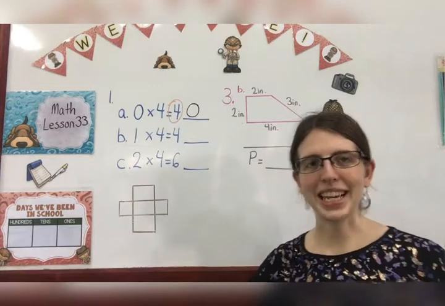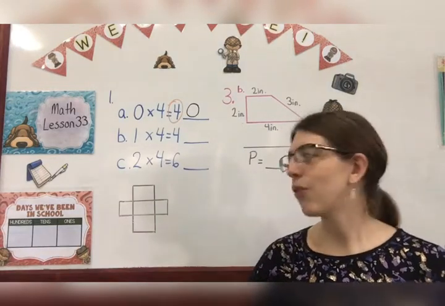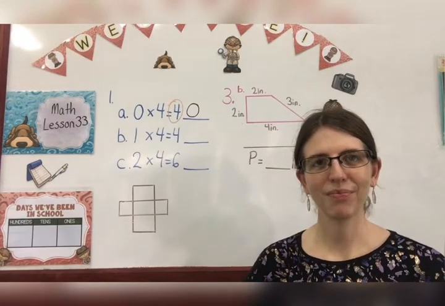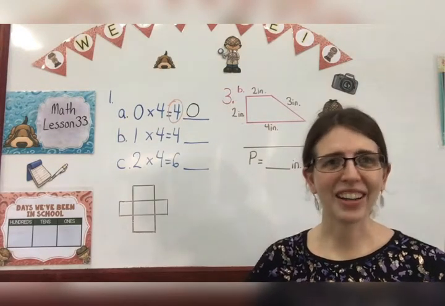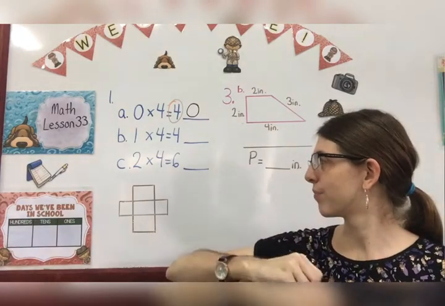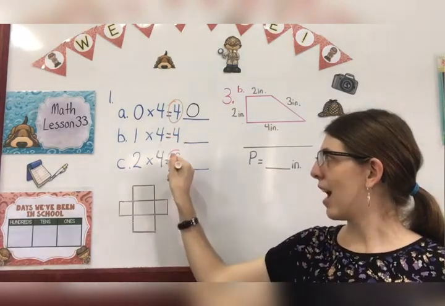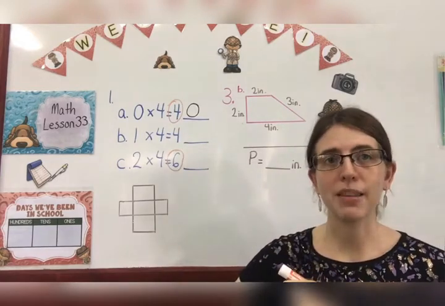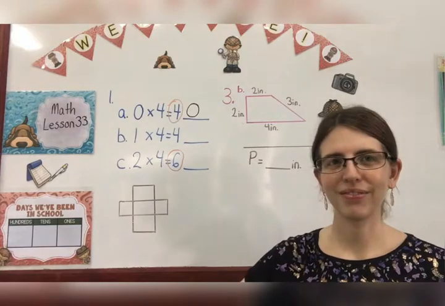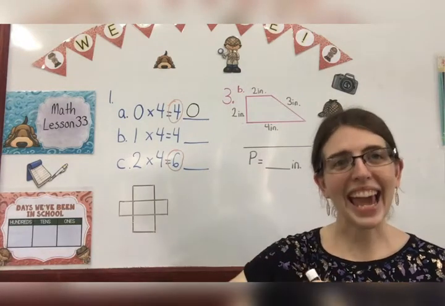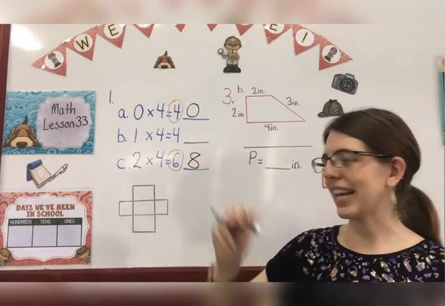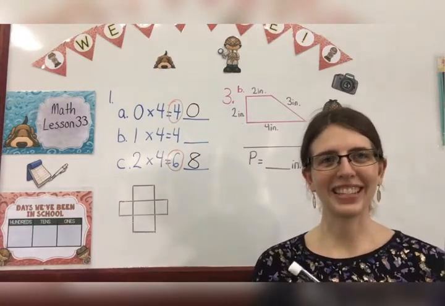Go to letter C. 2 times 4 equals 6. Is that right? No, it's not. So we're going to circle our 6. Now we need to put the right answer in the blank. What's the right answer, Carlos? It's 8. You're right. So 2 times 4 is 8. That's all you have to do for this section.